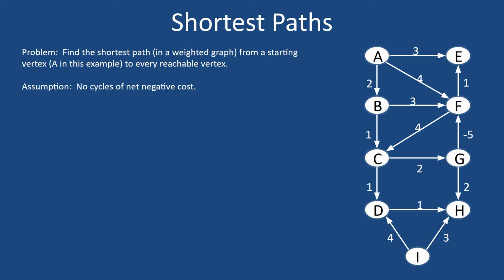We're going to make an assumption. We're going to assume that there are no cycles in the graph of net negative cost. Now, what does that mean? What is a cycle of net negative cost? I would presume it's a situation where if you keep looping around, you subtract from your overall cost. Okay, so it's a cycle where the weight to go around the cycle is negative. So this graph has a cycle. That cycle F, C, G, F is a cycle. But that's not a cycle of negative cost. It's a cycle of cost 1. So that graph is okay.